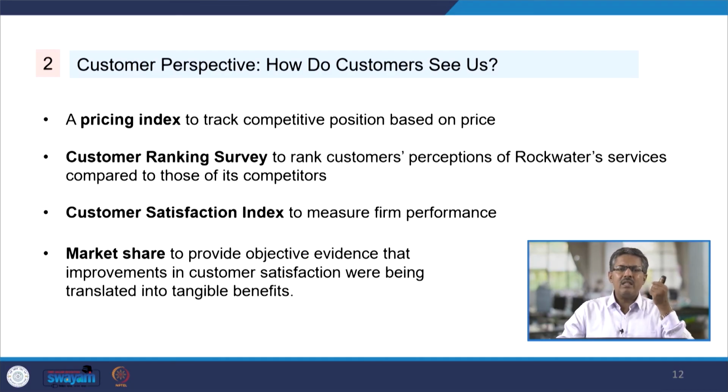In terms of customer perspective, how do customers see us is very important. So, a pricing index to track the competitive position based on price, a customer ranking survey to rank customer perceptions of Rockwater services, a customer satisfaction index to measure firm performance, and finally market share to provide objective evidence that improvements in customer satisfaction were being translated into tangible benefits. So, these 4 points could be used to understand the customer perspective.